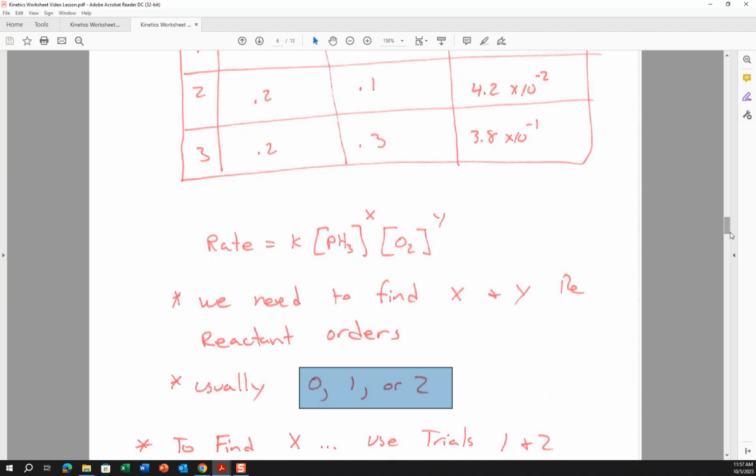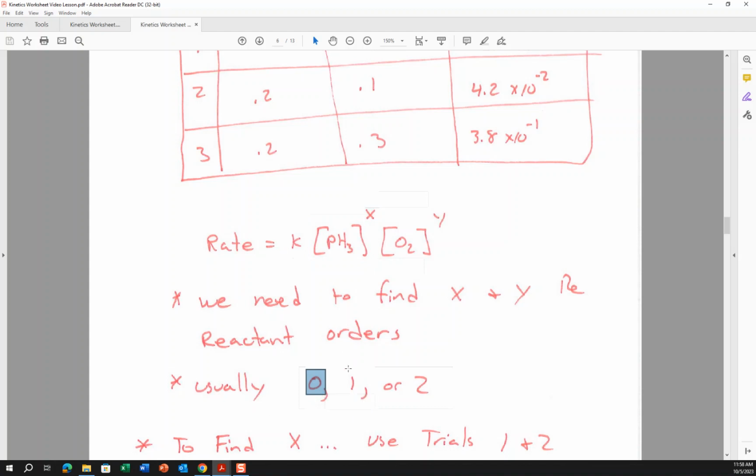So if changing the amount of the reactant doesn't affect the rate of the reaction, then you have a zero order reactant. Let's say NH3 comes out to be zero order. Then you wouldn't even include it in the equation, because anything to the 0 power is 1. So if a reactant isn't included in the rate equation, you know it has to be zero order with respect to that reactant.